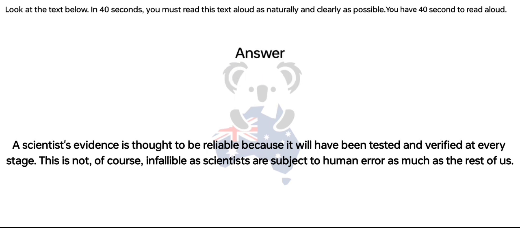A scientist's evidence is thought to be reliable because it will have been tested and verified at every stage. This is not, of course, infallible, as scientists are subject to human error as much as the rest of us.